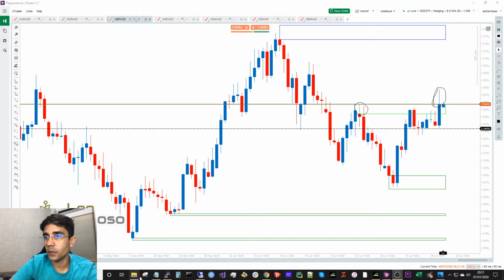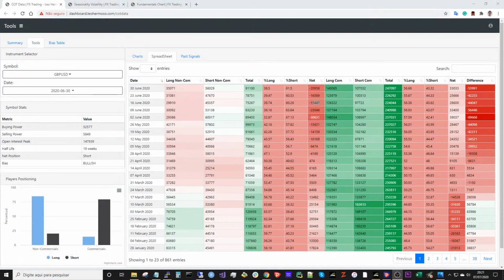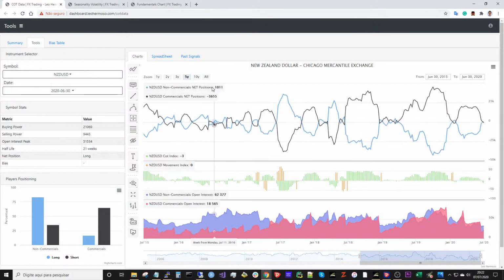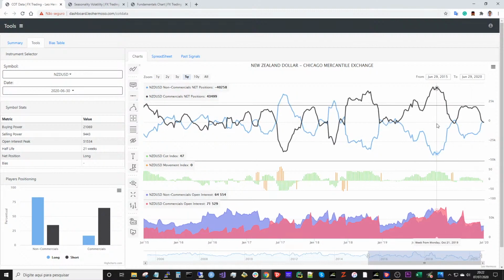Let's move to the other one. NZD USD. NZD USD is a similar scenario with AUD USD, but in this case they already changed their net position to bullish, but this is insignificant. This is not a huge increase, and let's just take a look at the charts and see what's happening. Let's draw this level right here where they took the profit before.